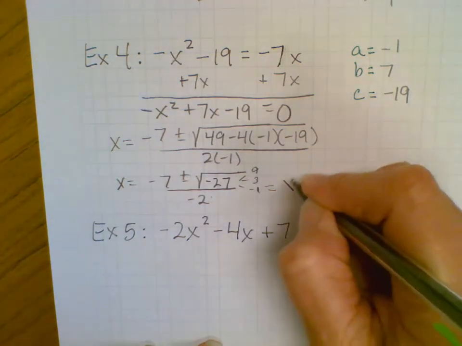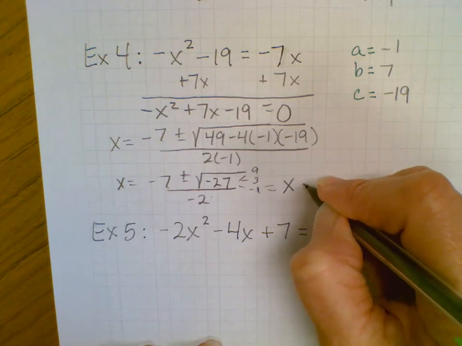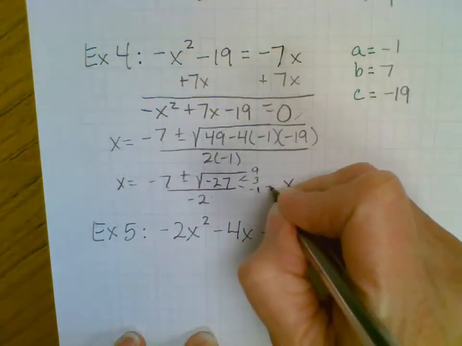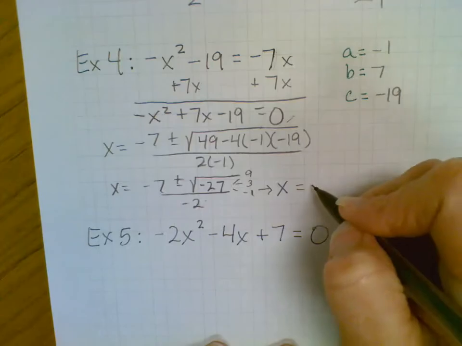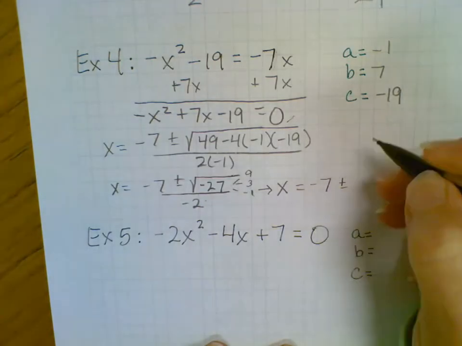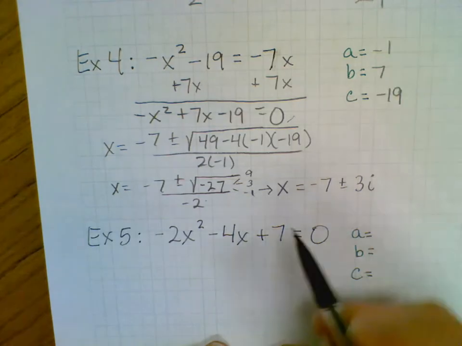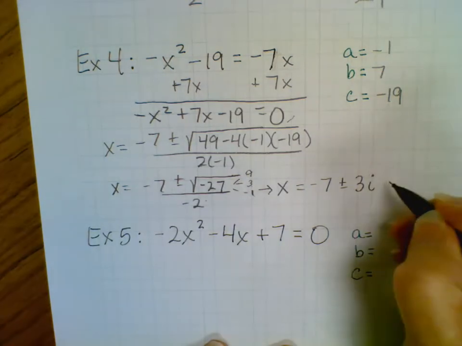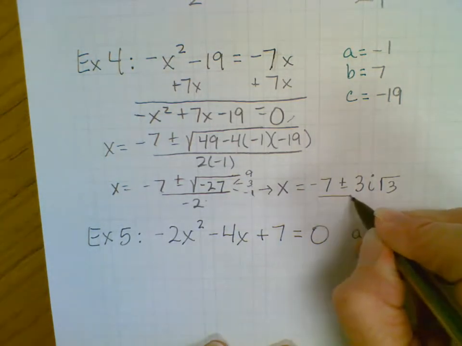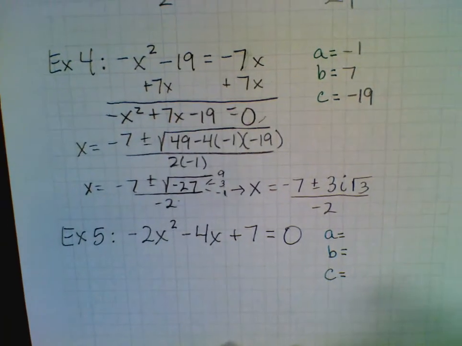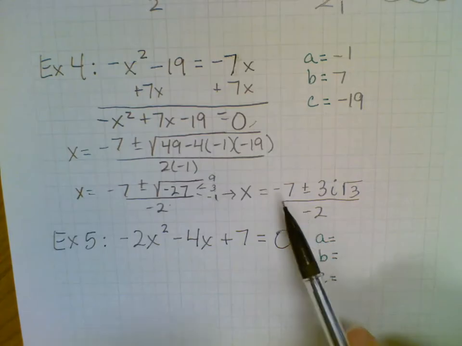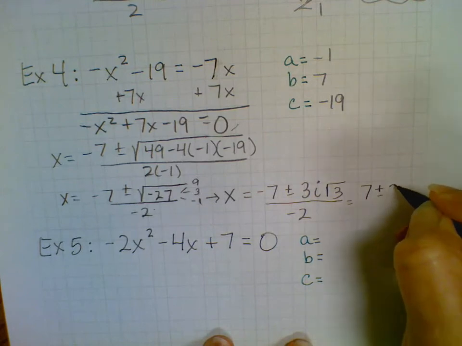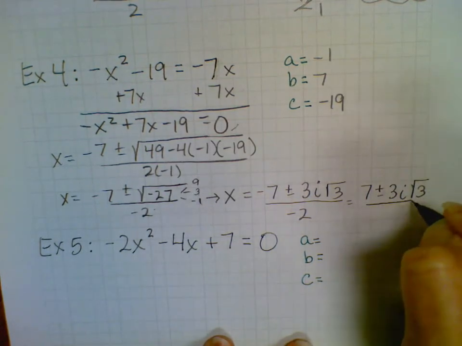So let's go this way. So the -7 would remain the same. I'd have plus or minus 3i. And then this 3 here is still under the radical. I can't do anything more with that. And it's all over -2. And then if you want to clean up the negatives, you could actually cancel those negatives. And it would be 7 plus or minus 3i√3 all over 2.